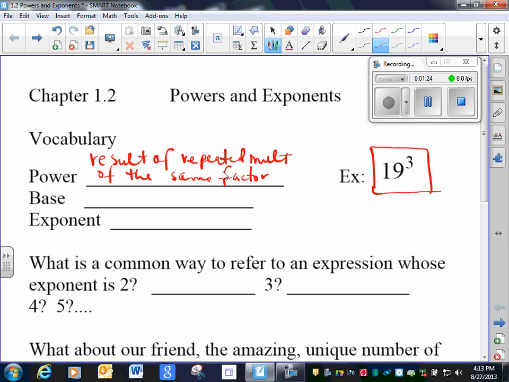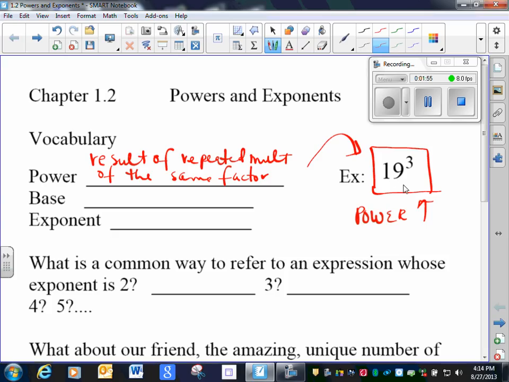And this is a special type of multiplication problem. It's where you're repeating the same factor over and over and over again. So when that happens, we can write it in a shorthand fashion instead of writing the factor many, many times. And it looks like this. So in this particular example, the power is the whole thing. This is the example of a factor being repeated in multiplication over and over again.